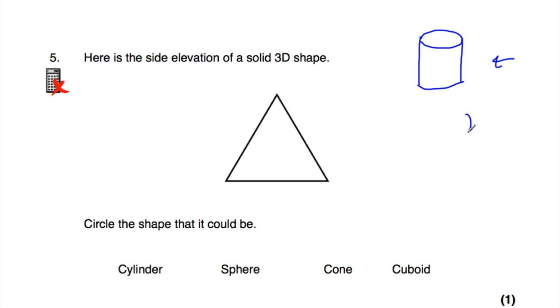Or if it's a cylinder and it's laying down like so, and you look at it from the side, you might see a circle, or from the other side you'd see a rectangle, but you wouldn't see a triangle anyway. So it's definitely not a cylinder.